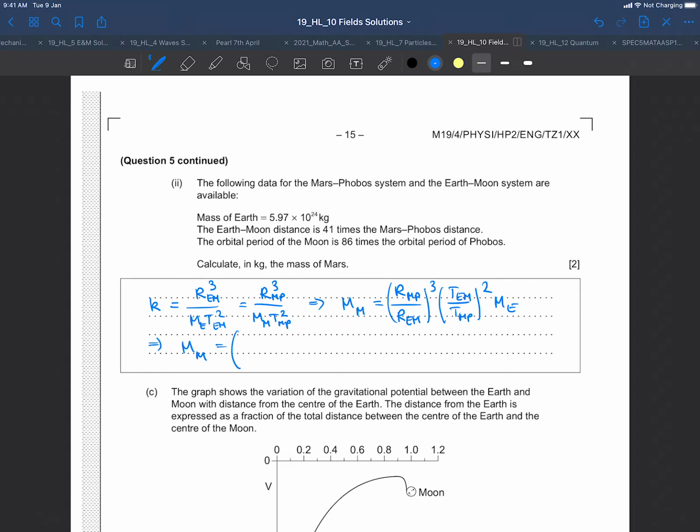So the Mars-Phobos distance is 41 times less than the Earth-Moon distance, or the Earth-Moon distance is 41 times greater than the Mars-Phobos. If we put that in, we get a ratio of 1 over 41 cubed. And then the orbital period of the Moon is 86 times that of Phobos, so that's 86 to 1, squared, and then the mass of the Earth is given. And then we get the mass of Mars, which I remember is roughly a factor of 10 less. Earth is 6 times 10 to the 24, Mars is 6 times 10 to the 23, 10 times lighter.